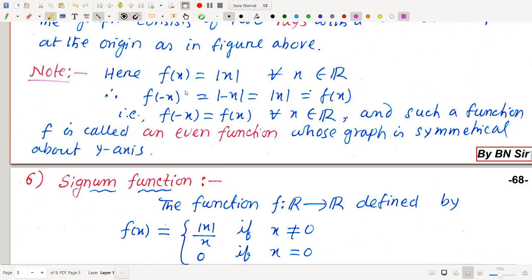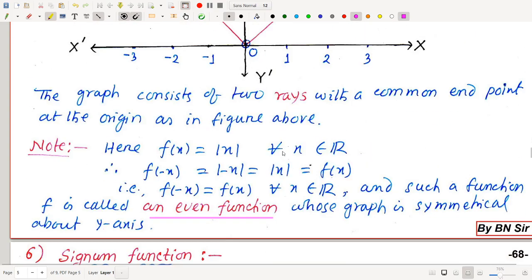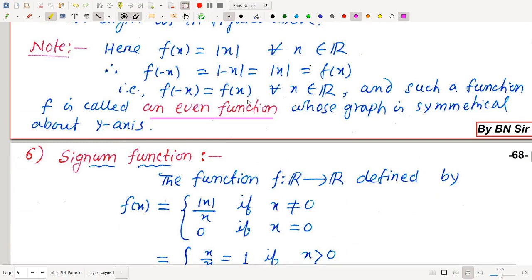Now one note we see here: f(x) is mod x for all x belongs to R. Now f of minus x is mod of minus x, but mod of minus x will be the same as mod x, and mod x is again f(x). So what we have got is f of minus x equal to f(x) for all x belongs to R, meaning the sign has no effect. The image of x and the image of minus x are the same under the function, and such a function is called an even function, whose graph is symmetrical about the y-axis. It may not be straight lines, maybe a parabola also, symmetrical about the y-axis. Even function: f of minus x is f of x.